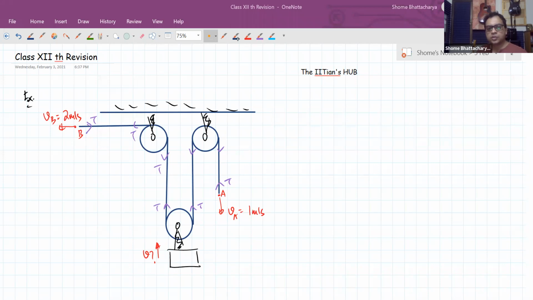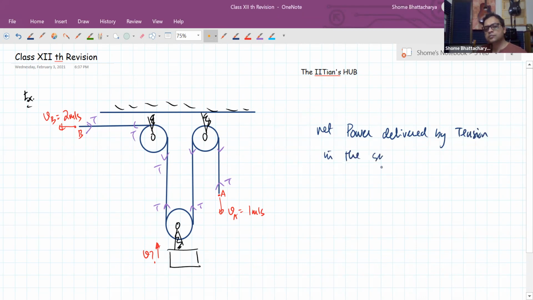Okay, so the theorem we will use here, more importantly, is that the net power delivered by tension in the system should be equal to 0. Okay, so the power delivered by tension at the point B plus the power delivered by tension on the block plus the power delivered by tension at the point A, the sum of these should be 0.